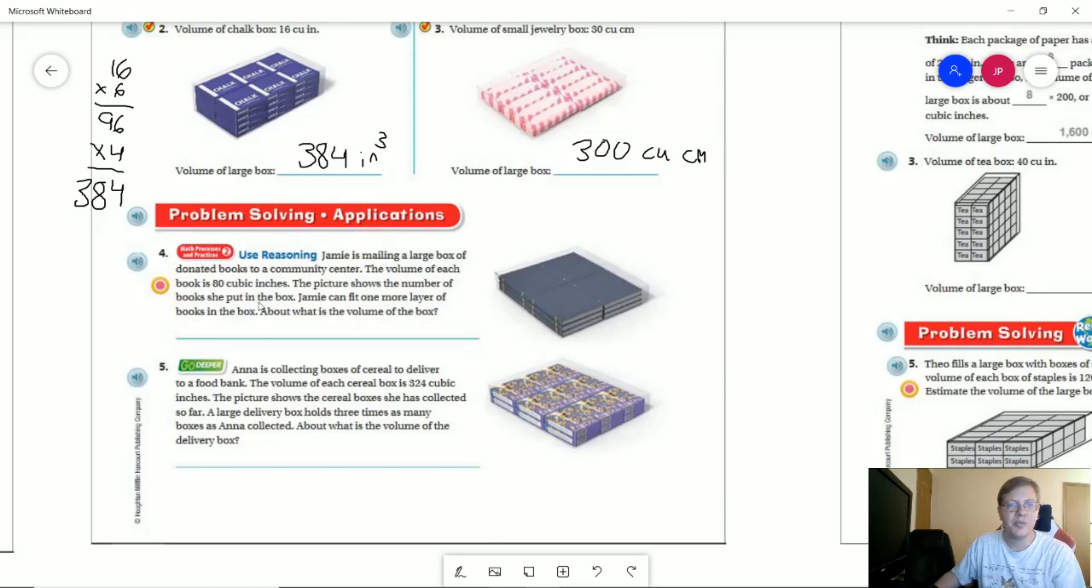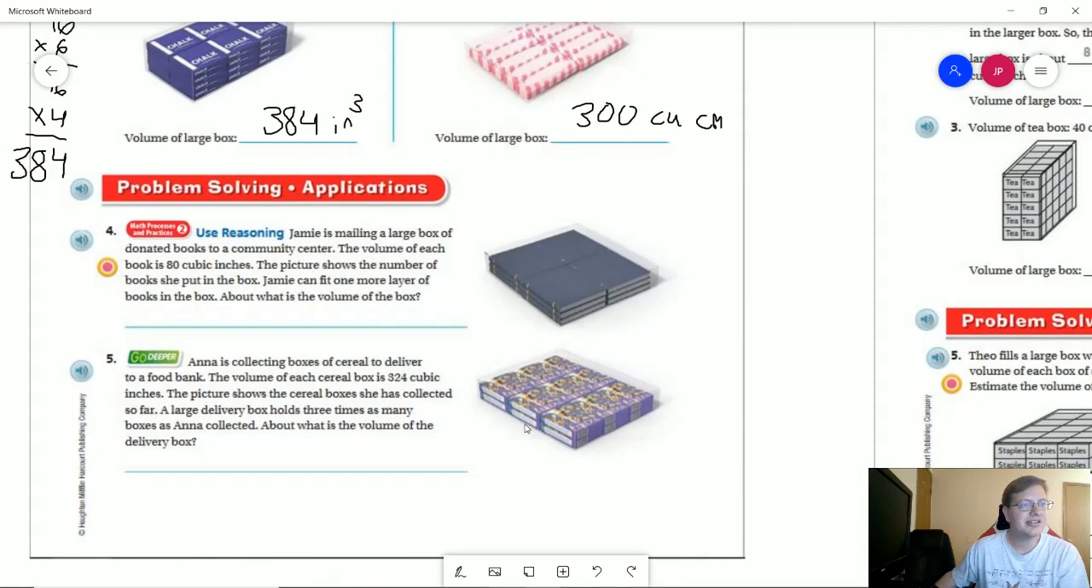And so at that point, they want us to find the total volume of the box. So you can do 16 times 80 to figure that out. And then for number 5, I had a very difficult time telling by looking at this because my picture is blurry, but it appears like there are 3, 6, 9 boxes in 2 rows. So that would be 18 boxes times 324 to get the answer to that.